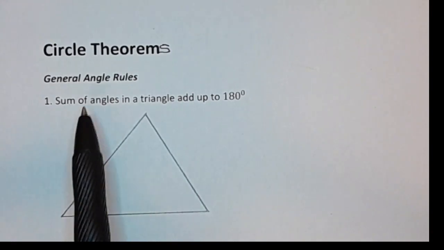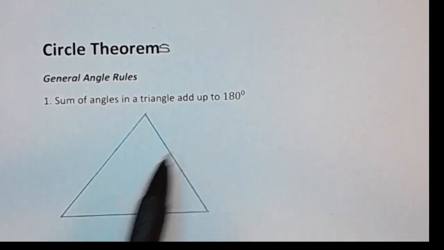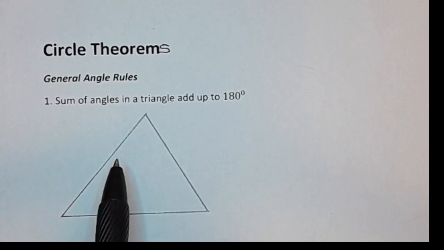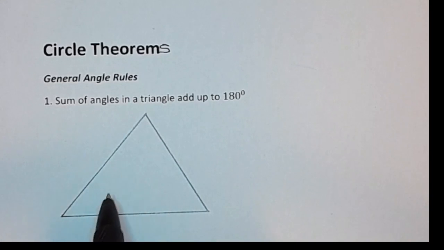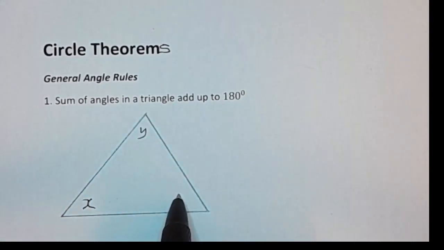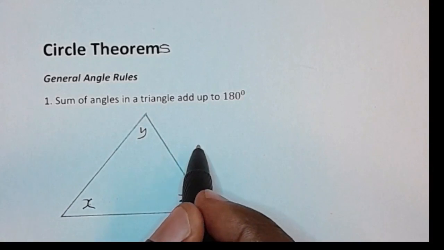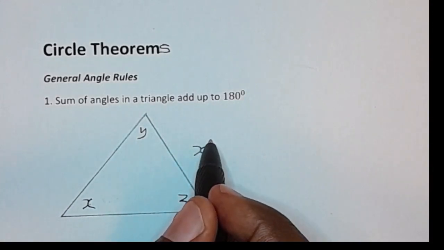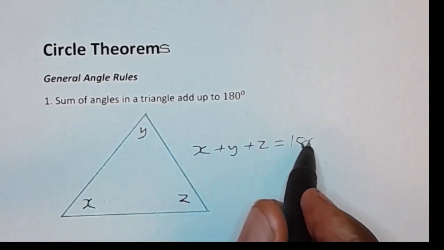Number one, you need to know that the sum of angles in a triangle add up to 180. So the sum of angles of any triangle add up to 180. For example, if you have an angle x, another angle y, and another angle z, when you add these angles, you should have 180. So x plus y plus z should give you 180 degrees.